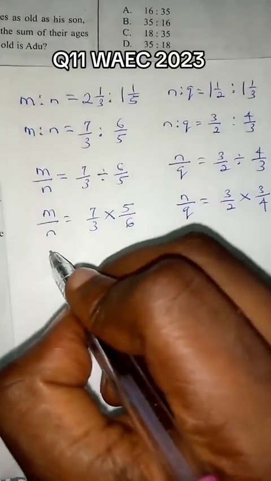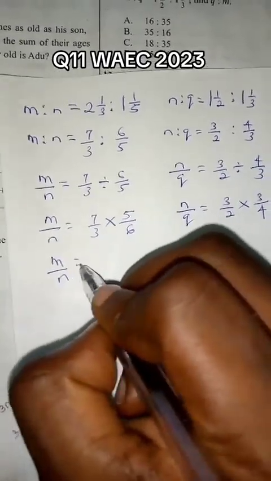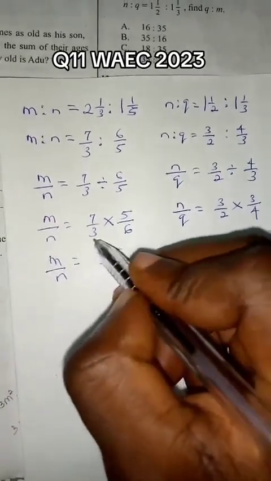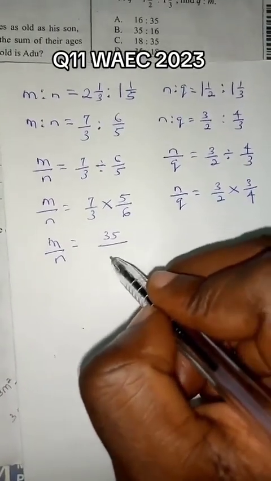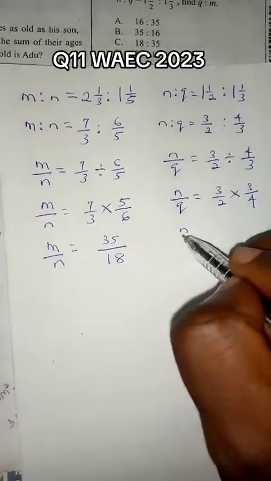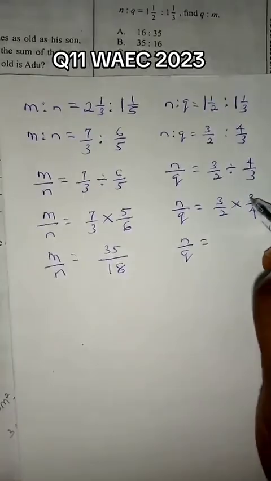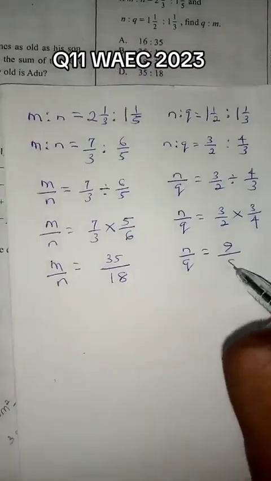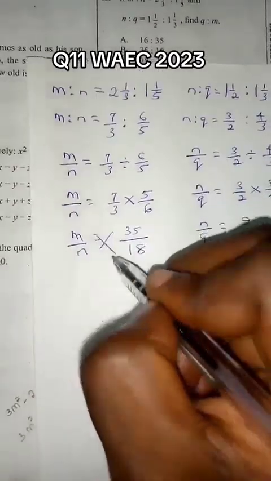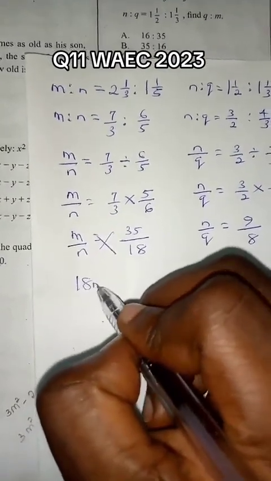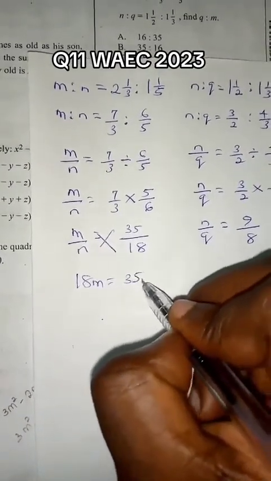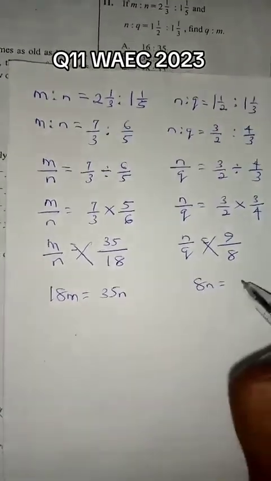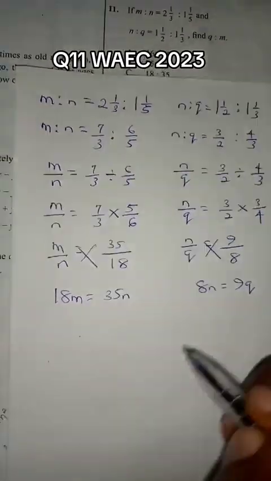So this place becomes m over n equals 7 times 5, we have 35. 3 times 6, we have 18. Then n divided by q here becomes 3 times 3, we have 9. And 2 times 4, we have 8. If we decide to cross multiply here, we are going to have 18m equals 35n. And here cross multiply, we are going to have 18n equals 9q.